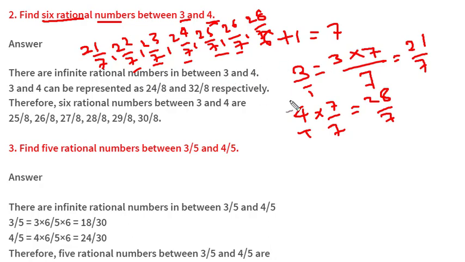Now if you multiply by any number greater than 7, you will get rational numbers between these. So either 7 or any number greater than 7. Here we have multiplied both numerator and denominator by 8, and you get these numbers.